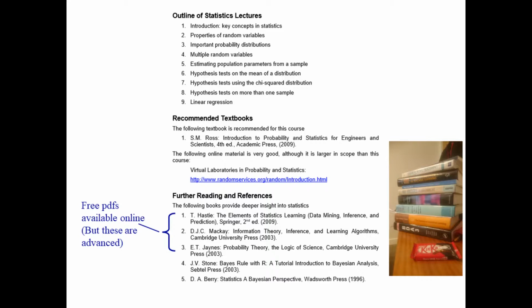A couple more textbooks to recommend, also on Bayesian analysis. There's Jim Stone's Bayes' Rule with R, a tutorial introduction to Bayesian analysis. This is a pretty friendly introductory textbook to Bayes' theory. Actually, my favourite ever book on introduction to Bayesian analysis is Donald Berry's Statistics: A Bayesian Perspective from 1996. The only problem with this is that it seems to be out of print. It's relatively hard to get hold of, but it is the best introduction I've ever read in a textbook to Bayesian inference.